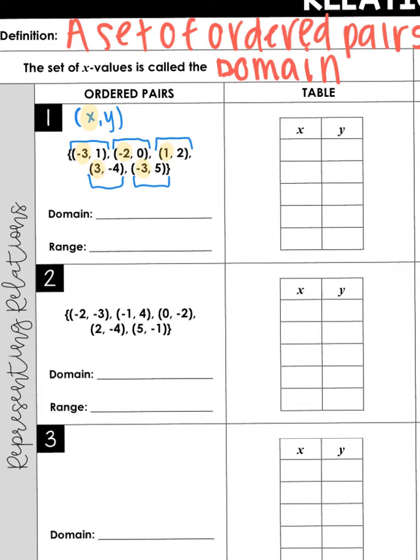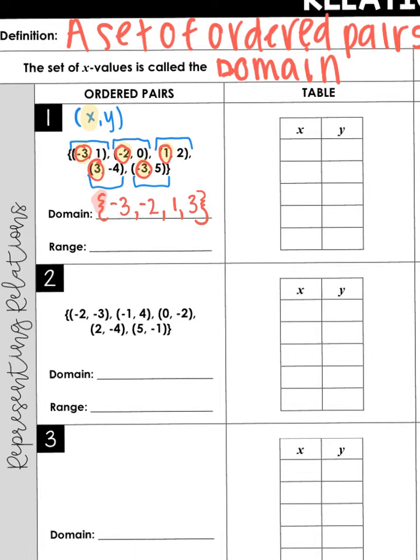So when we write our domain, we're going to write all those numbers that I just highlighted from smallest to biggest. So the smallest number is -3. And here's another -3, but since I already wrote it, I don't have to write it twice. -2, then +1, and then +3.